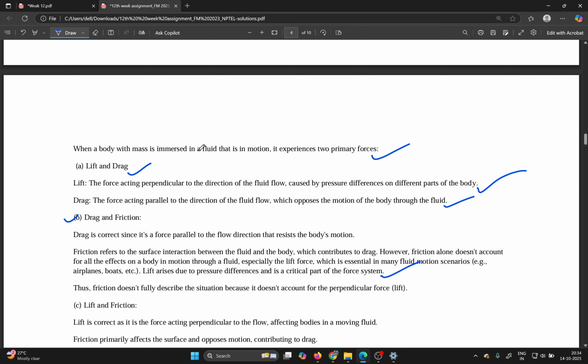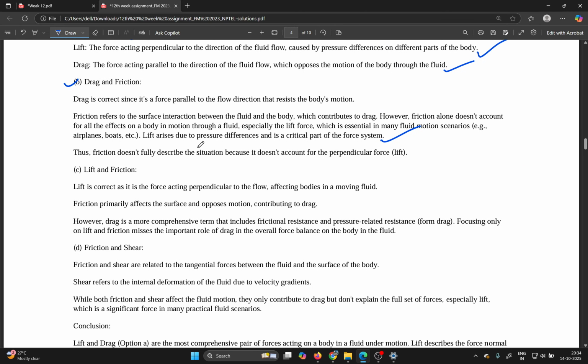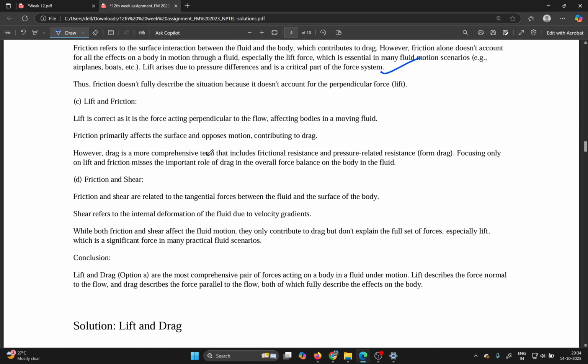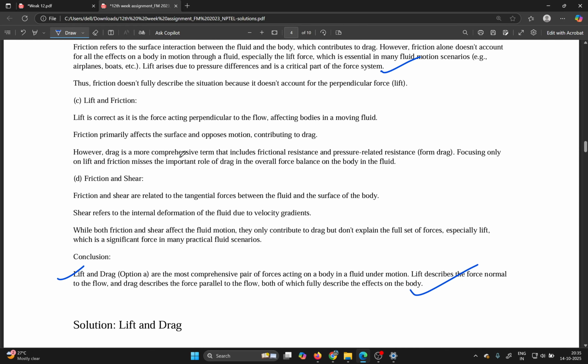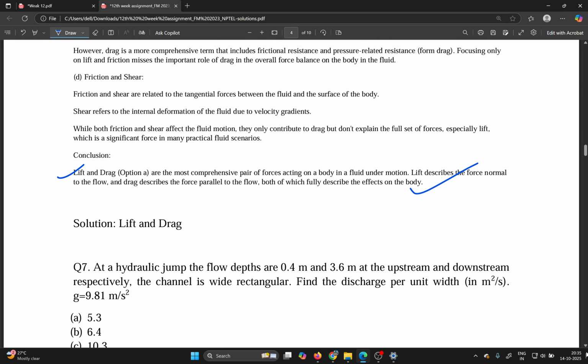Remember? So the explanation is given here. You can go one by one. For the conclusion part, I'll just read. Lift and drag are the most comprehensive pair of forces acting on a body in fluid under motion. Lift describes the force normal to the flow and drag describes the force parallel to the flow, both of which fully describe the effect on the body. Next question, very important.